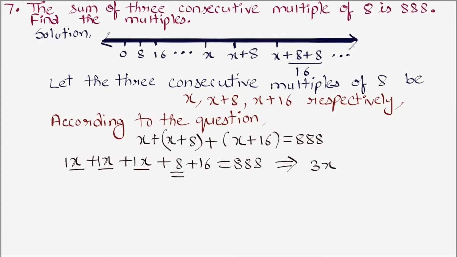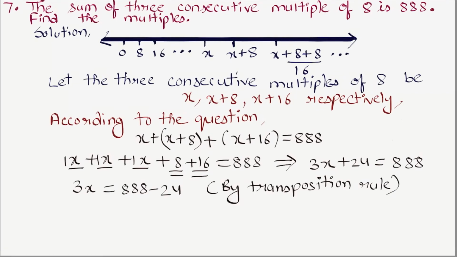8 plus 16, these are without variables, so they are constants. 8 plus 16 is nothing but 24. Now by transposition rule, plus 24 on the RHS side would be minus 24. So 888 minus 24 would be 864.